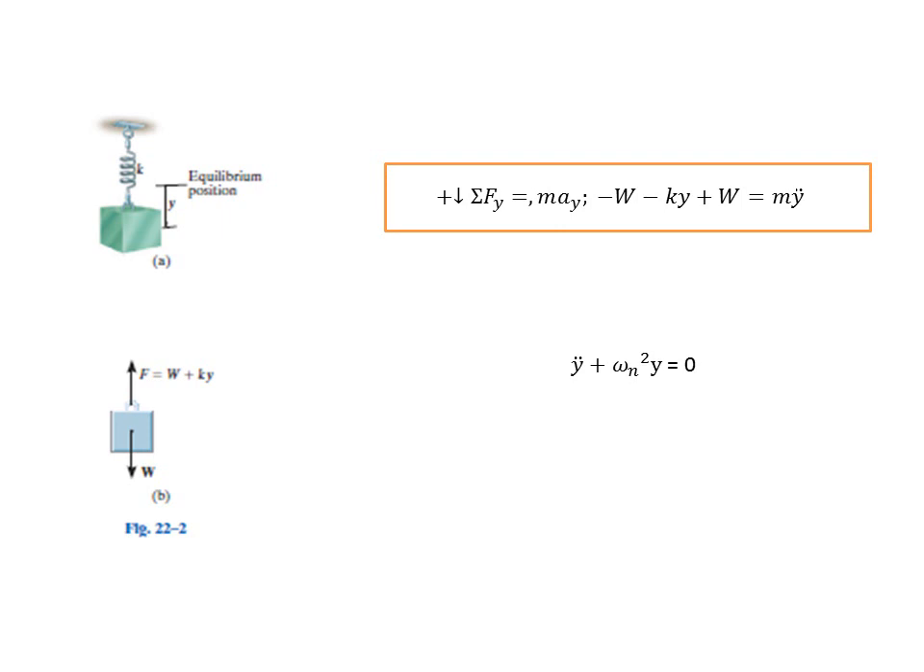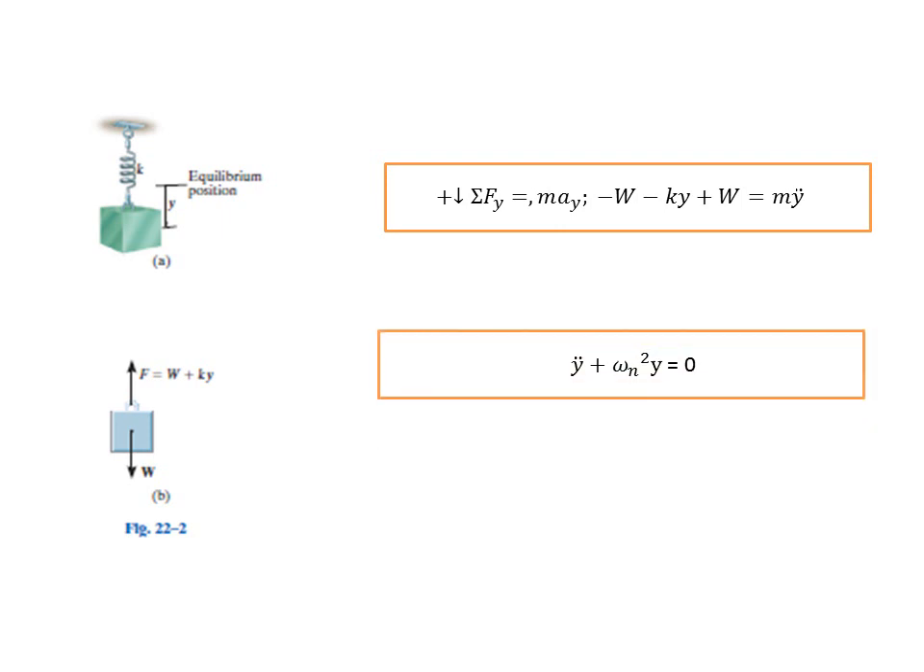So the direction of motion is positive. That is why we made it negative W minus ky plus W equals m y dot dot. So the y dot dot is the acceleration on the y-axis.